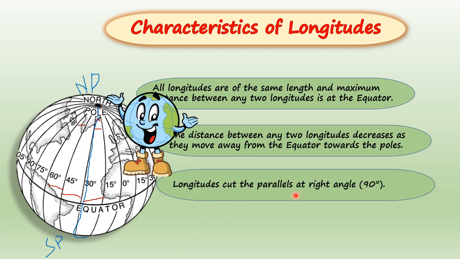Now see the third point. Longitudes cut the parallels at a right angle, 90 degrees. Yes children, as you can see here, what is this children? Equator. Equator is what? Latitude. Yes, and you can see these latitudes are coming like this. Yes, so they are cutting each other. Where? They are cutting each other here like this at 90 degrees. This is 90 degrees. This is 90 degrees. You can see children here. They are cutting each other at 90 degrees. All the latitudes and longitudes are making a right angle.